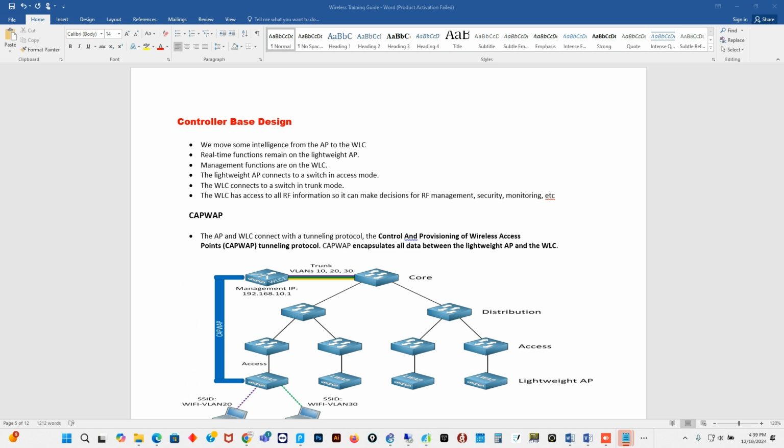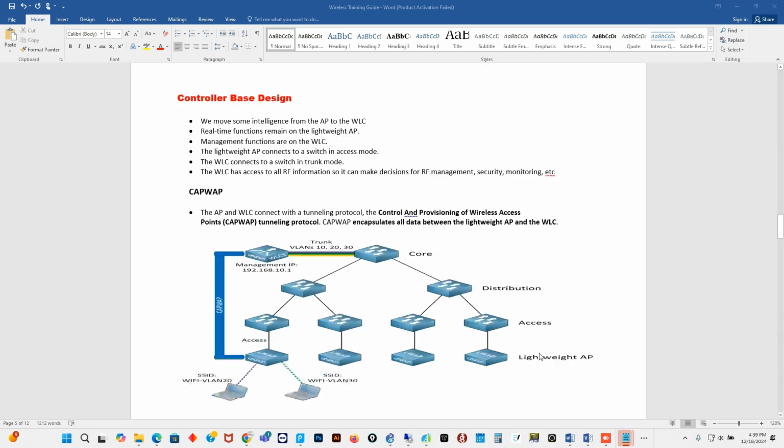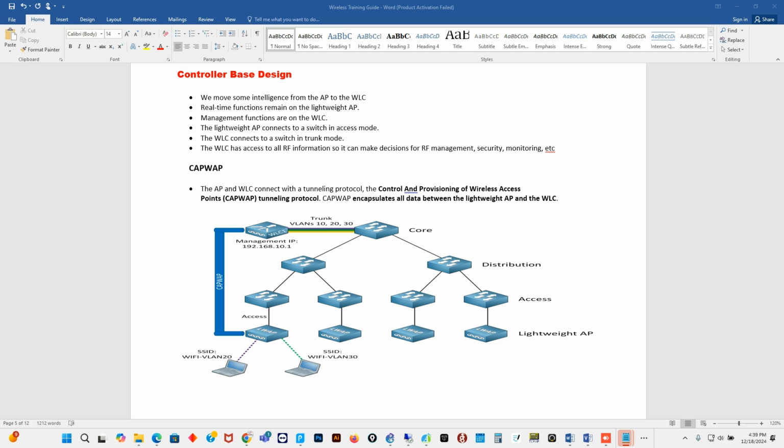Now these functions are not real time, so we can move them to a central point like the wireless controller, and then we take away some of the intelligence of the AP, which is why we call them lightweight APs, and we move this intelligence to the wireless controller. So you can see on this design, the APs are not called autonomous, we call them lightweight APs. I'm going to give examples of all that.